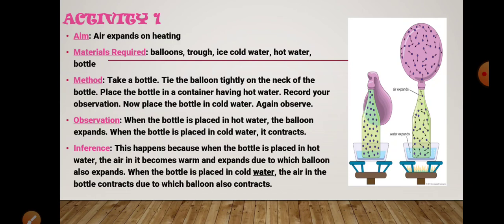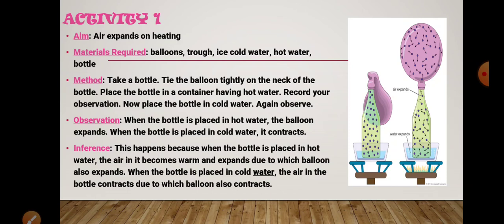Students, through this activity, I will explain how air expands on heating. The materials required for this activity are balloons, a straw, ice cold water, hot water and a bottle. What is the method? You have to take a bottle, then tie the balloon tightly on the neck of the bottle, then place the bottle in a container having hot water, and record your observation. After that, place the bottle in cold water and again observe.